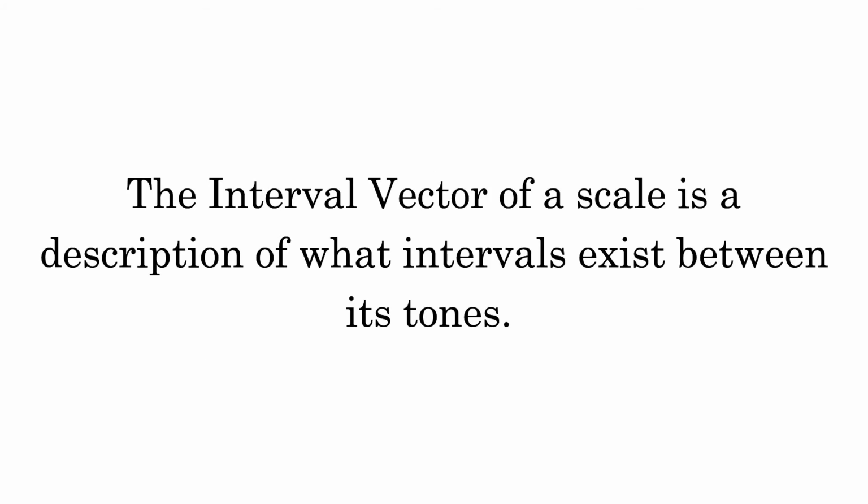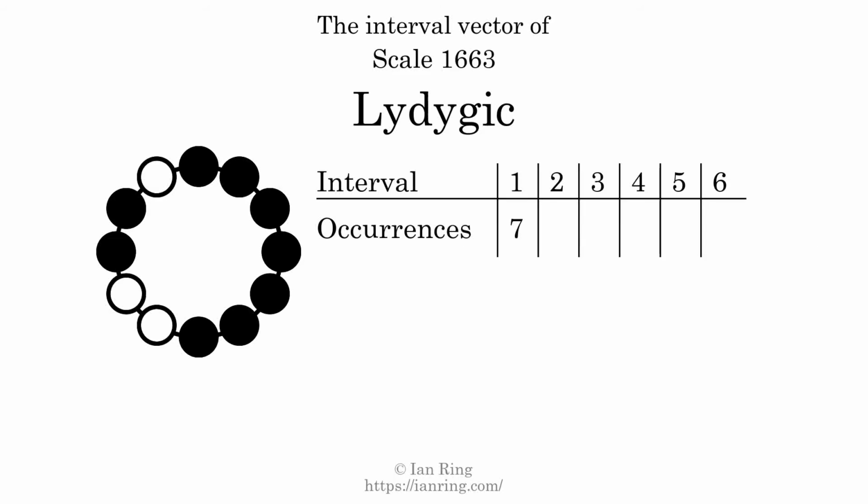The interval vector of a scale is a description of what intervals exist between its tones. There are 7 intervals with the size of 1 semitone. They are here, here, here, here, here, here, and here. There are 6 intervals with the size of 2 semitones. They are here, here, here, here, here, and here. There are 7 intervals with the size of 3 semitones. They are here, here, here, here, here, here, and here.